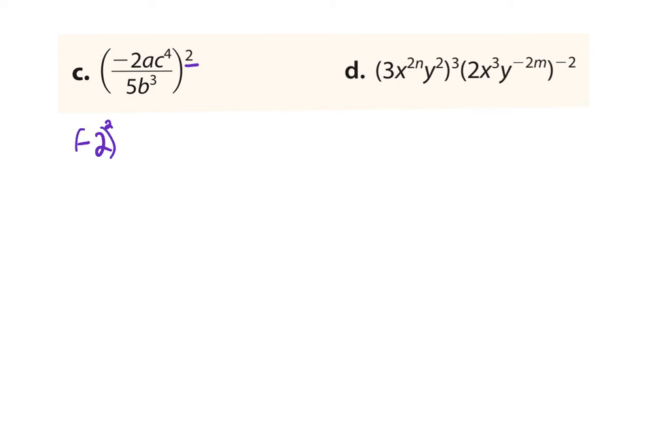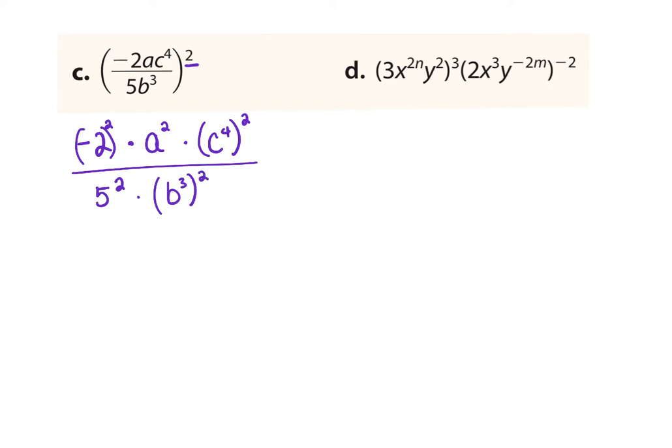And remember, it is a negative, so it is in parentheses. My A needs to be taken to the second power. My C to the 4th needs to be taken to the second power. My 5 needs to be taken to the second power. And my B cubed needs to be taken to the second power. And then I'm going to simplify them.